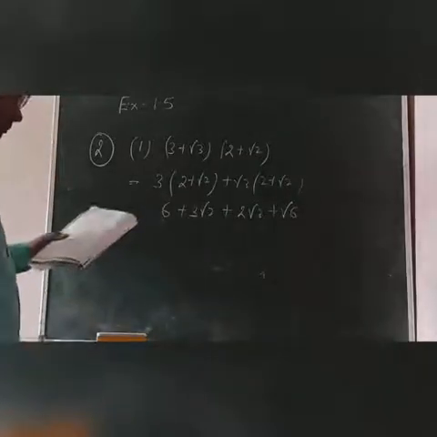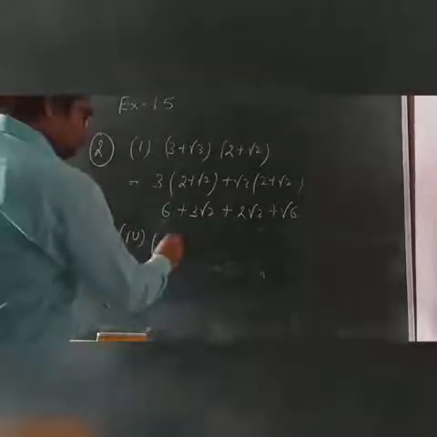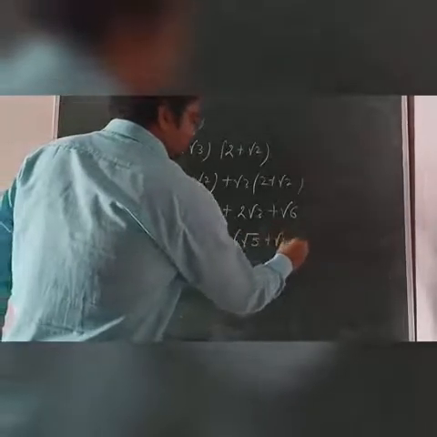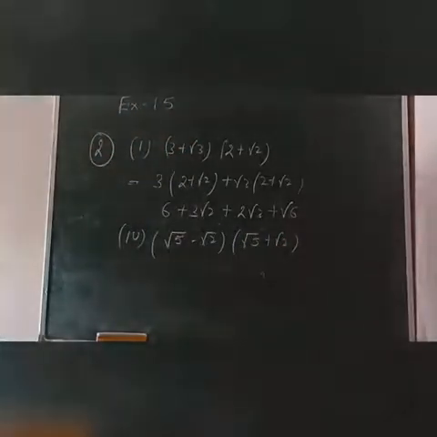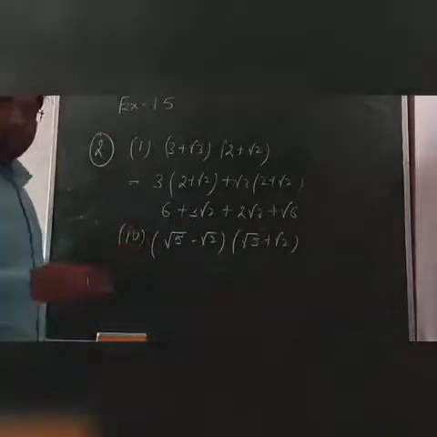Now I am taking one more part, the fourth part. It is given under root 5 minus under root 2, and under root 5 plus under root 2. These are irrational numbers. So multiplication of two irrational numbers may be rational or irrational. So we can check now.